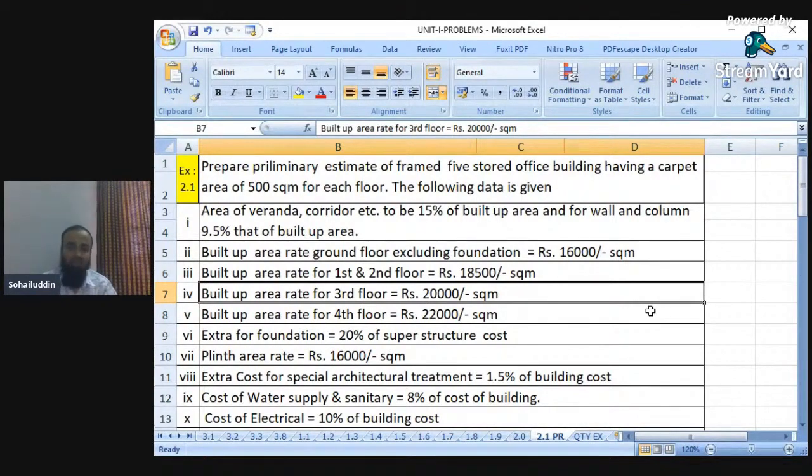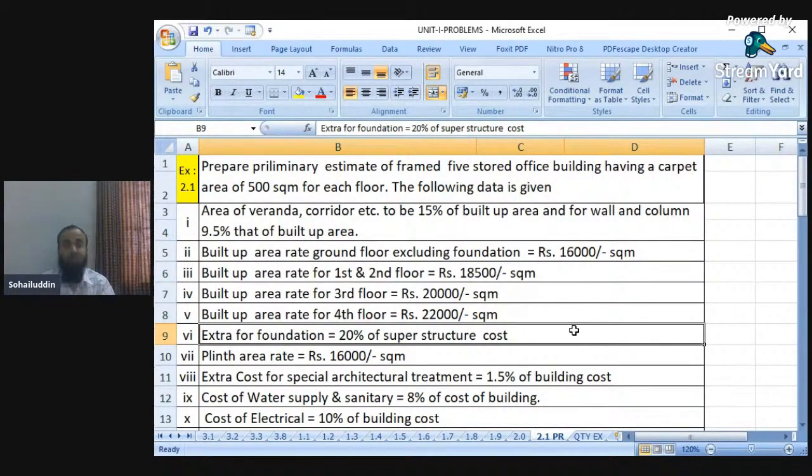Extra costs, again in the last problem it was 20%. In this problem also, 20% of superstructure, that is the addition of ground floor plus first plus second plus third plus fourth, that is total cost. And 20% of that total has been taken by the foundation. Again, plinth area rate. This extra cost for 20% of superstructure, what does this amount say?